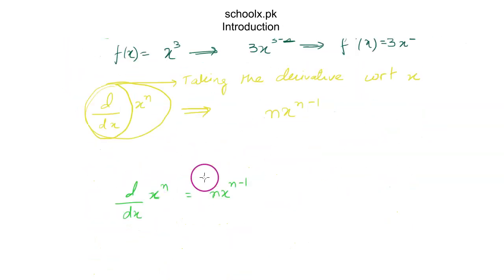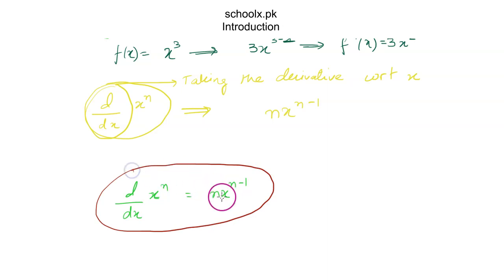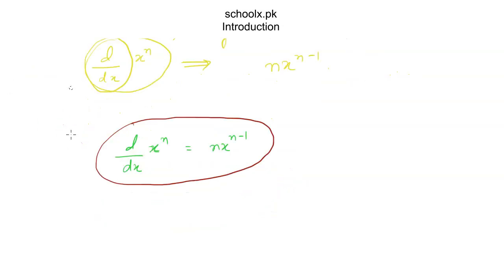So all you need to learn is this: when x has a power n, the derivative is, you bring the power down and reduce the power by 1. Now what if you had to find the derivative of a constant value?